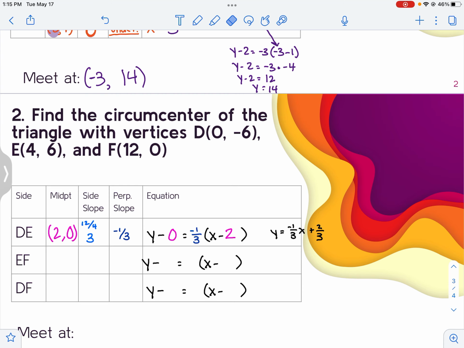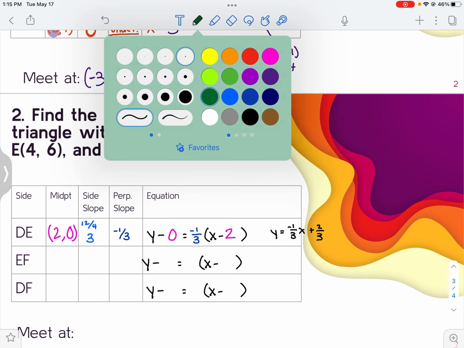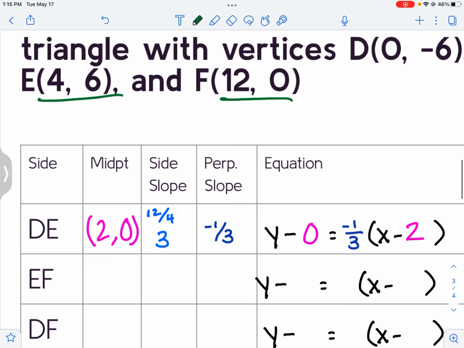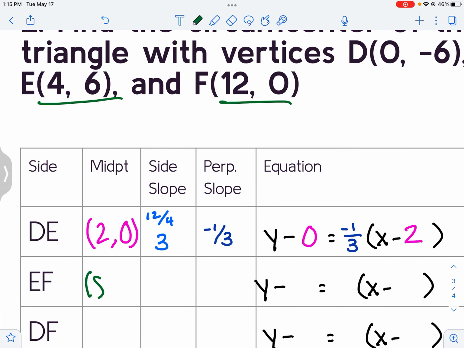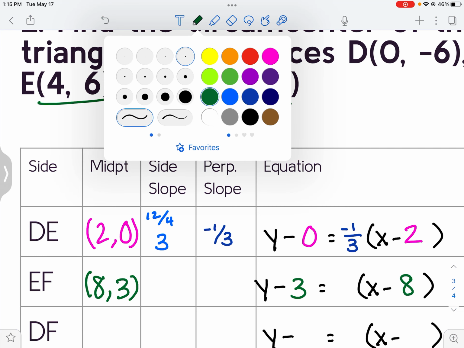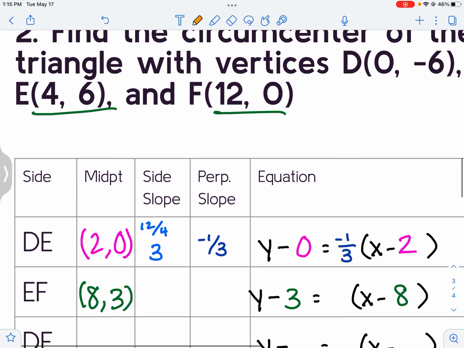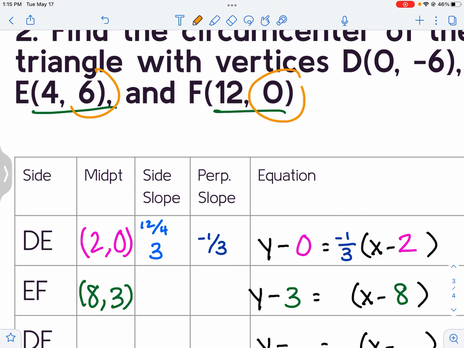Then we're going to look at EF. 4 plus 12 is 16, cut in half is 8. 6 plus 0 is 6, cut in half is 3. My x value goes with my x. My y value goes with my y. My change in y, I went down 6. My change in x, I went up 8. Perpendicular would be 4/3.